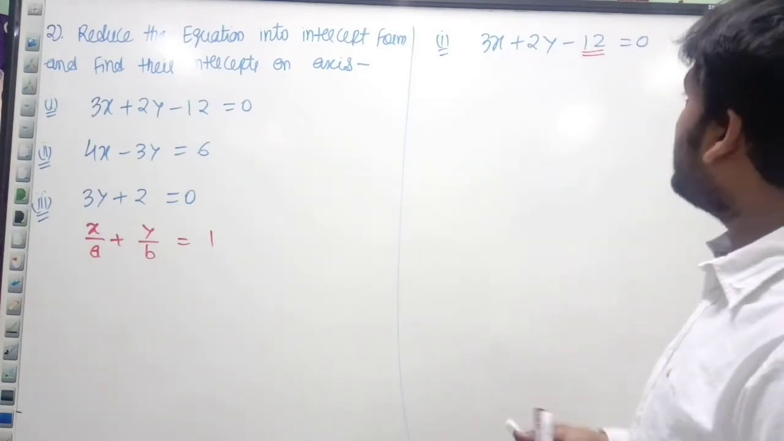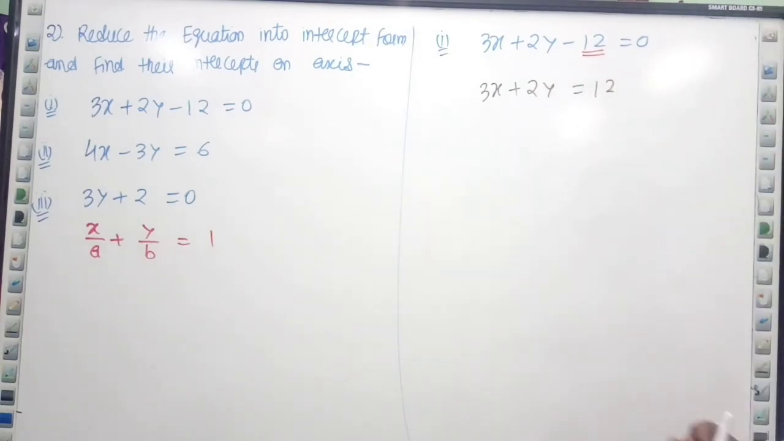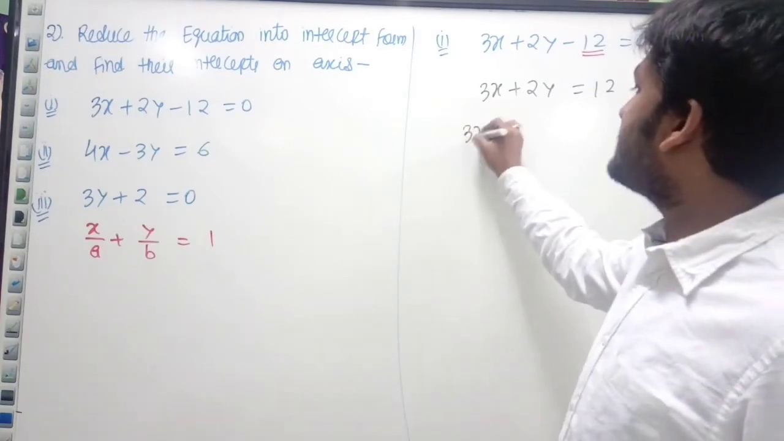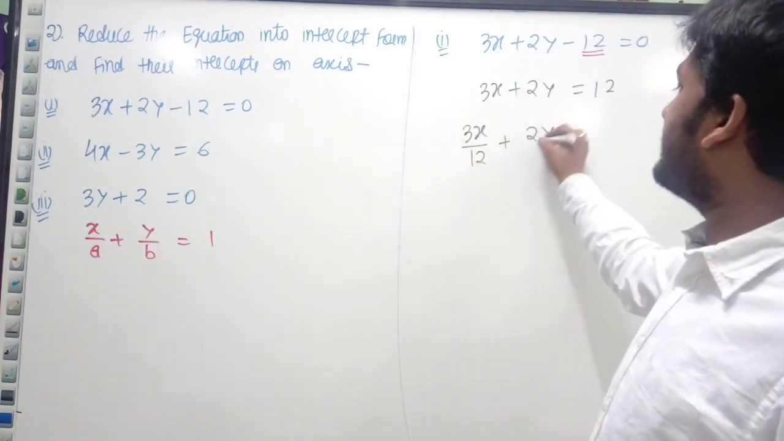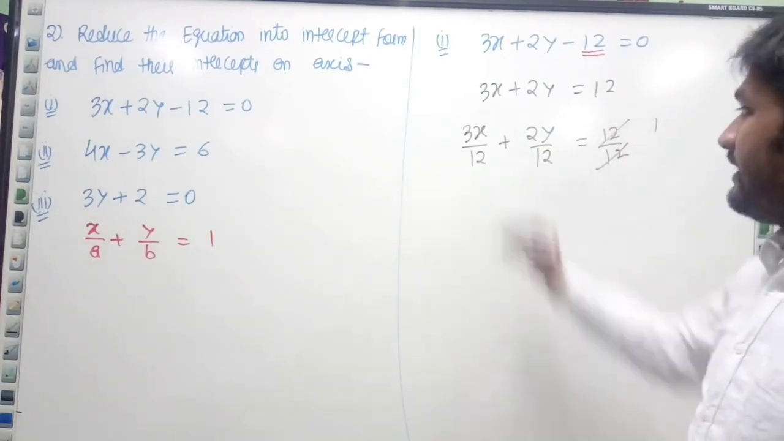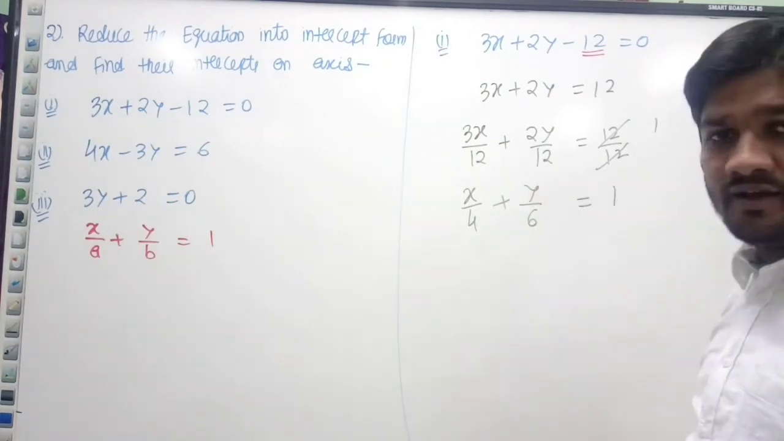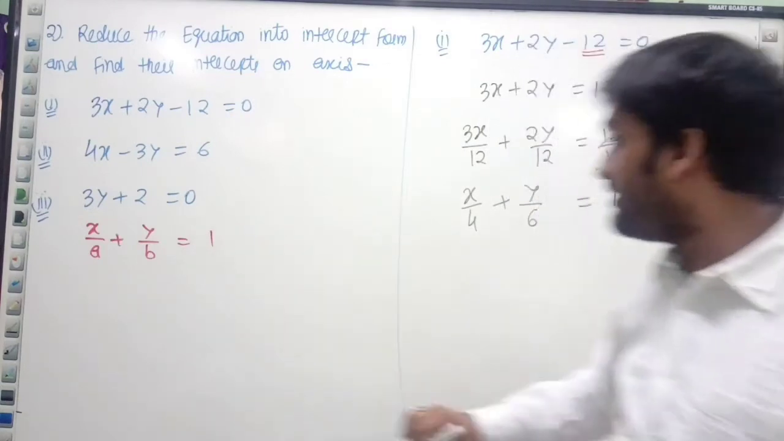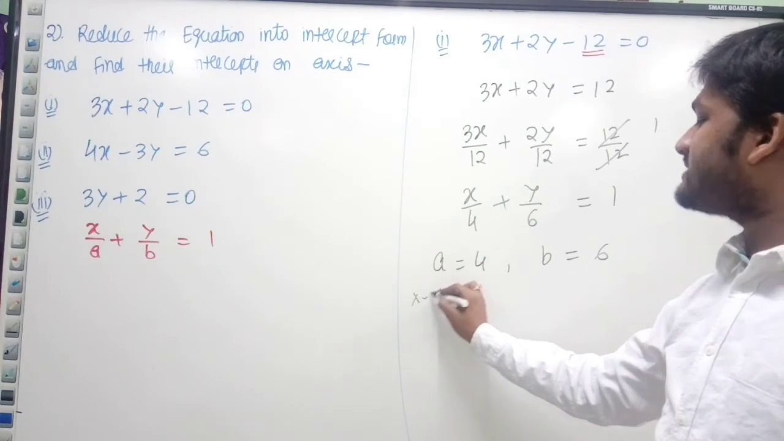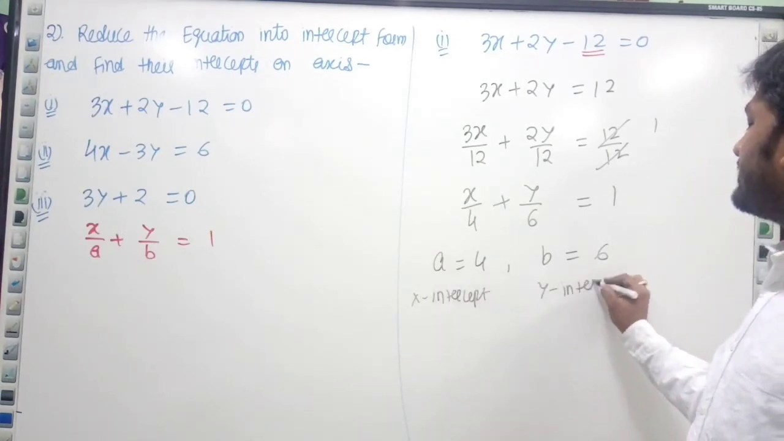So what I will be writing, 3x plus 2y equal to 12. Constant term on the right hand side and dividing by same constant term means dividing by 12 both sides. So the right hand side will be 1, and this is x upon 4 plus y upon 6 equal to 1. Now if I compare this equation with this equation, I can write a equal to 4, b equal to 6, this is x-intercept and this is y-intercept.